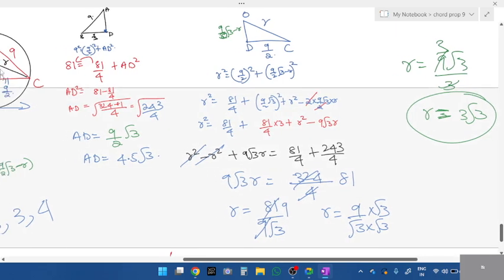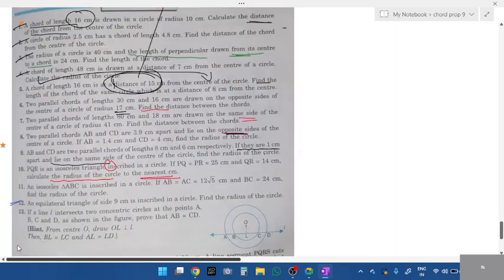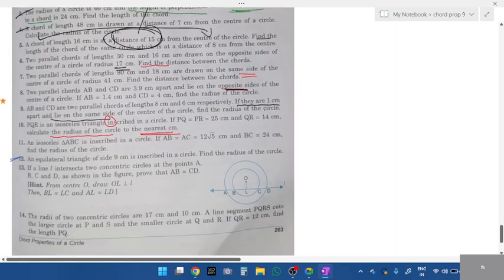Completed? All of you understood? 3 root 3? You don't have to convert into decimal. Again, it's a lengthy one, 2 root 3. An equilateral triangle is inscribed.